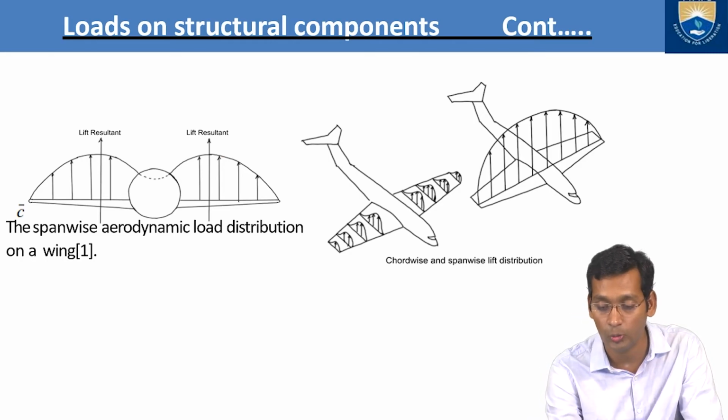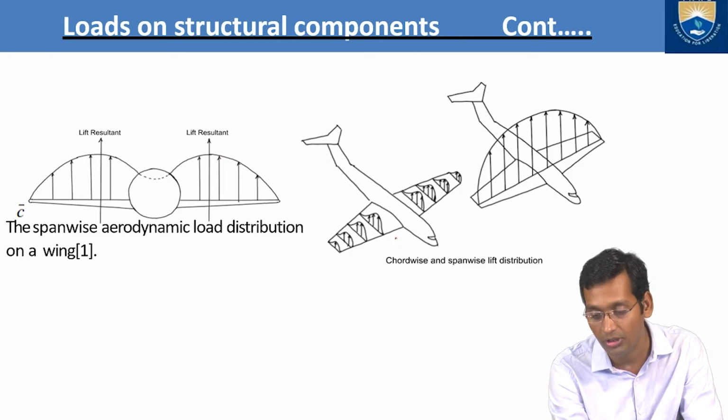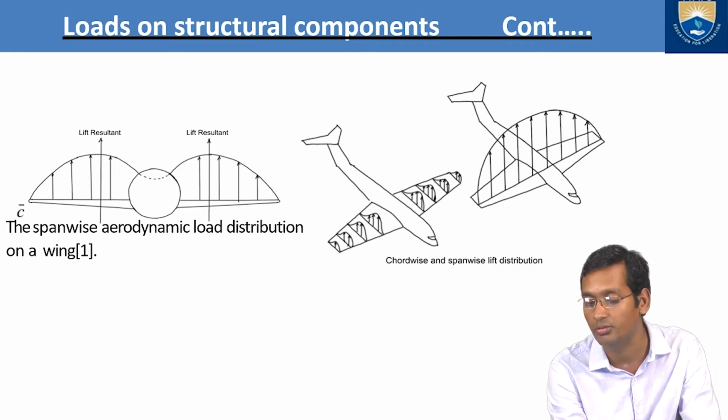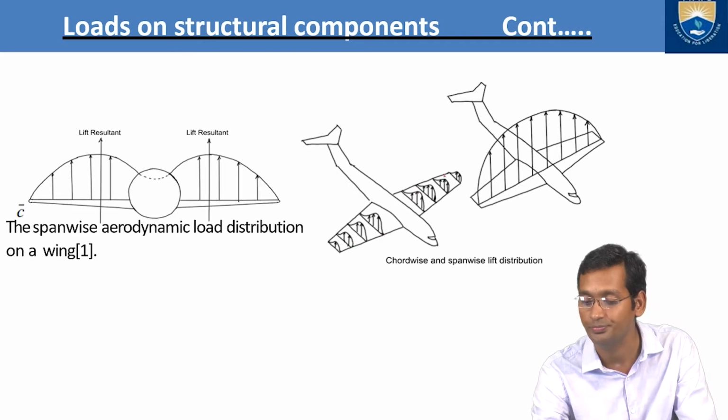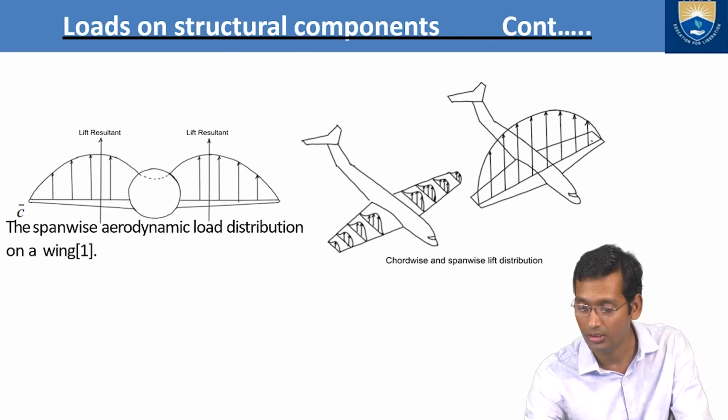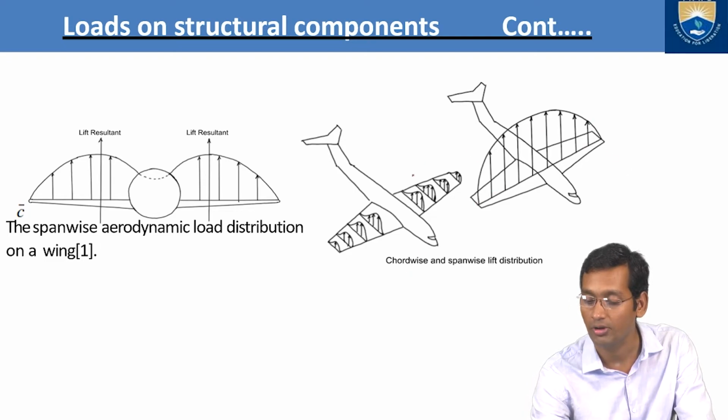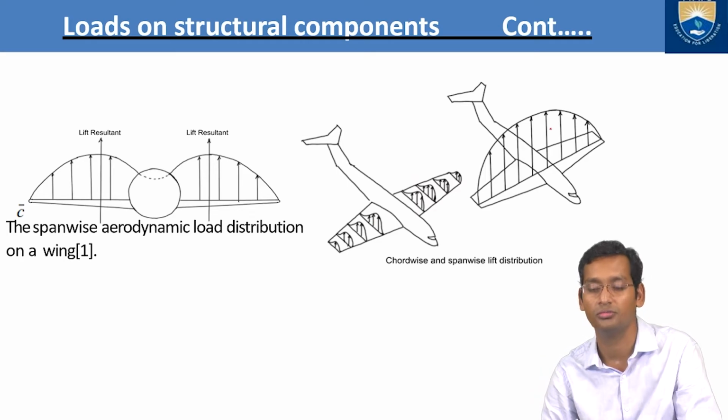Now see how this is distributed over the surface. At every point like this it will be there. At the center it will almost be maximum, and it will decrease on either side. Now here, see how that lift is generated. These are the chordwise and this is the spanwise lift distribution.